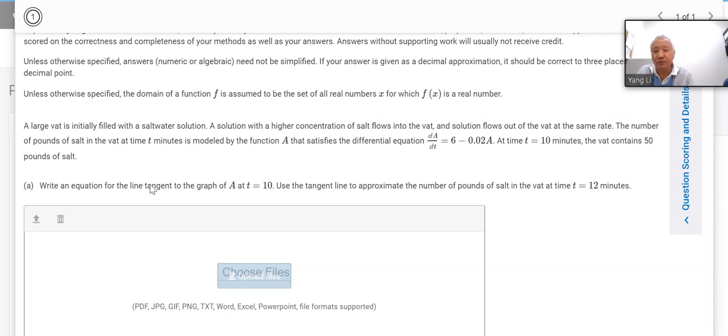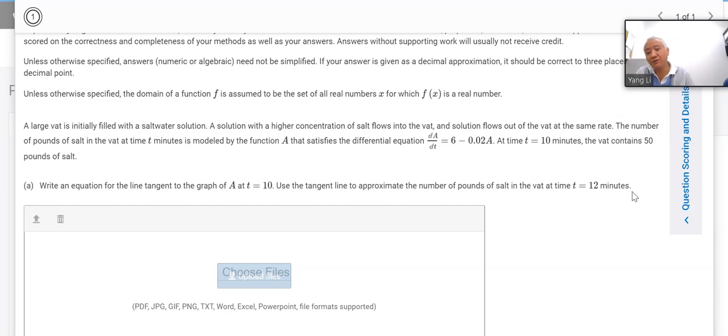The number of pounds of salt in the vat at time t minutes is modeled by the function A of t. At t equals 10 minutes, the vat contains 50 pounds of salt. They ask you to write the equation of the tangent line to the graph of A at t equals 10, and use the tangent line to approximate the number of pounds of salt in the vat at time t equals 12.